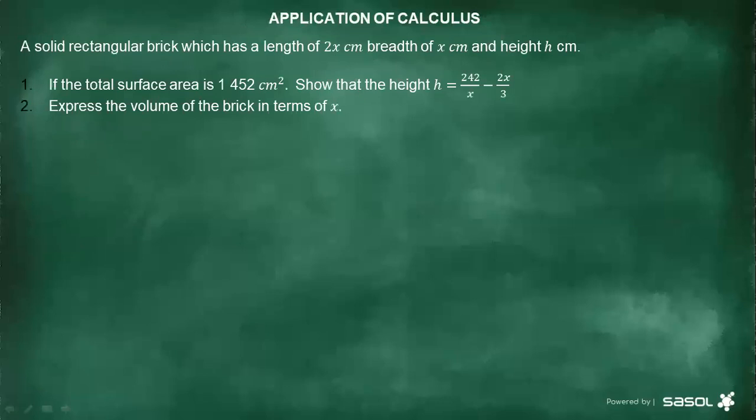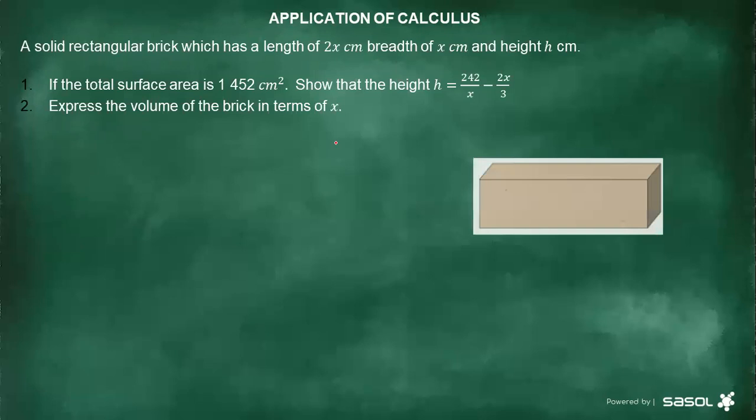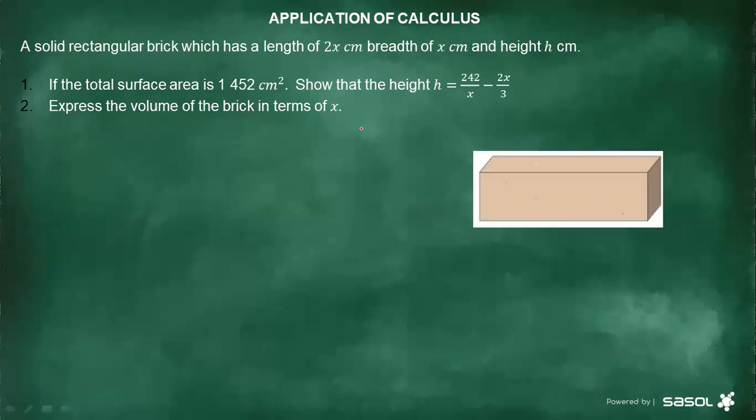All right, I think we're going to start on this one because that was the third question from this scenario. It says a solid rectangular brick has a length of 2x centimeters, a breadth of x centimeters, and a height of h. If the total surface area is 1,452 centimeters squared, show that the height can be written as this.